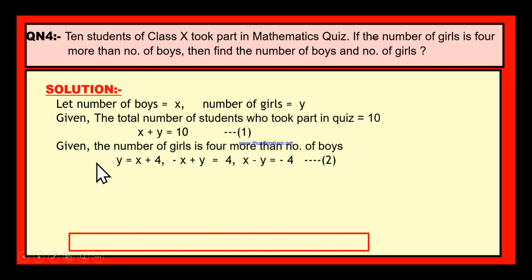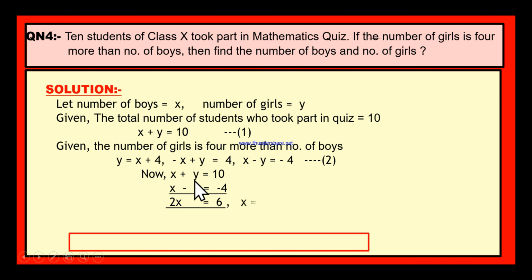Let us bring this x to the other side. Minus x plus y is equal to 4. By changing sign, x minus y is equal to minus 4, the second equation. Now let us write the first equation, that is x plus y is equal to 10, and let us write the second equation below this, x minus y is equal to minus 4, and let us add both the equations.